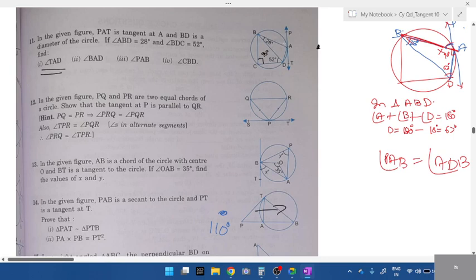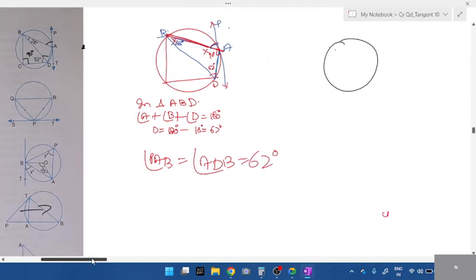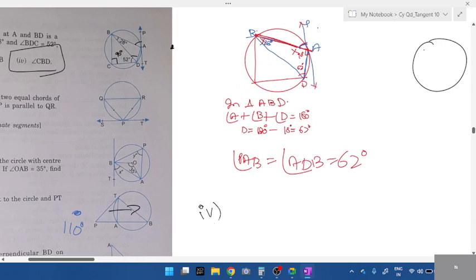90 degrees here, 62. Write all the values, students, but according to this question, take TAD. Don't write random values. You won't get marks. Take TAD first. PAB next. Last is CBD. Right, option 4. Mention the question properly.